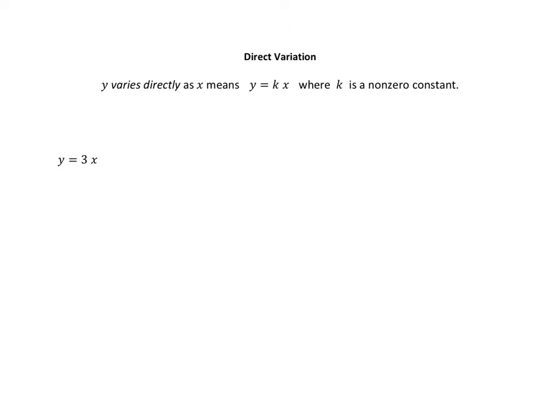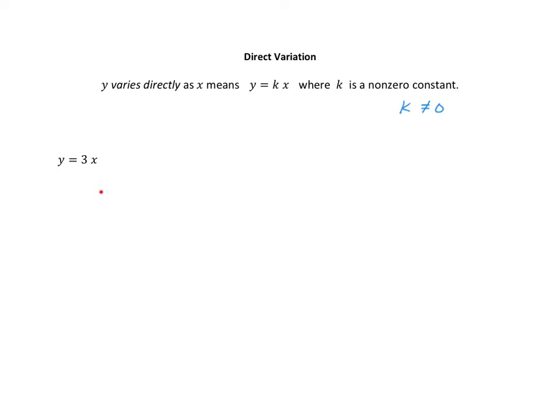For this lesson, let's talk about direct variation. To start with, here's the definition. We say y varies directly as x to mean y is equal to some number k times x. So here k is a constant, and it just can't be equal to 0.